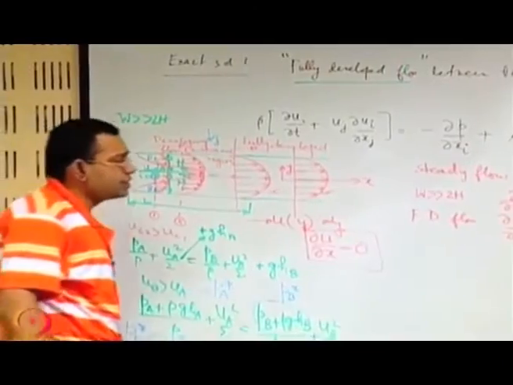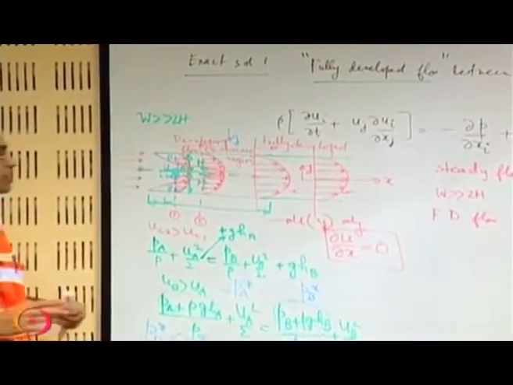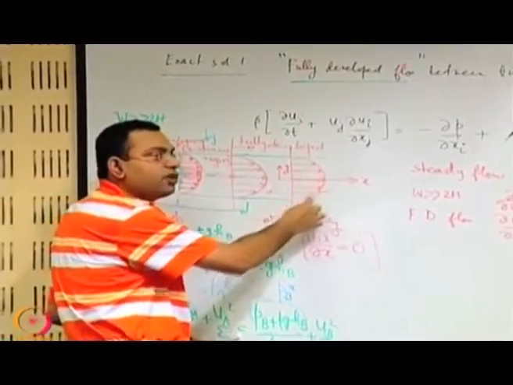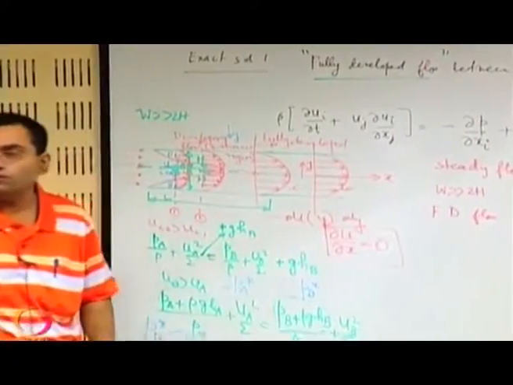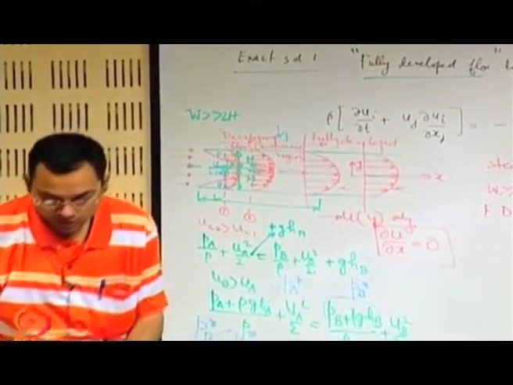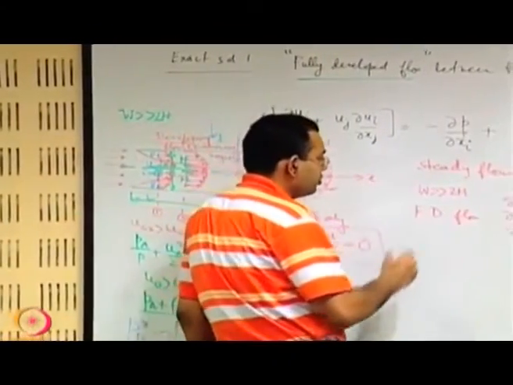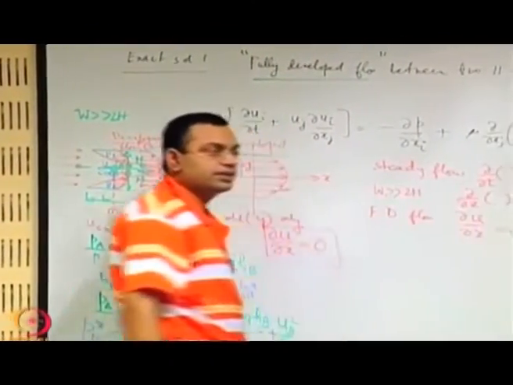To understand how these equations are simplified, we will first come to our objective. Our first objective is to find out the mathematical form of this velocity profile, how u varies with y. Okay, so that is our first objective. To satisfy that objective, what we will do? We will solve the fluid flow equations.